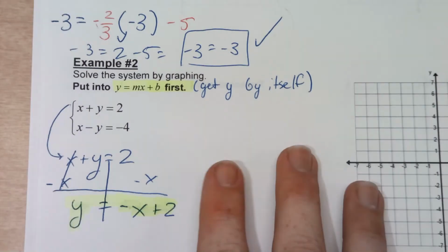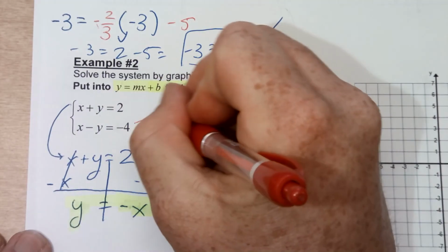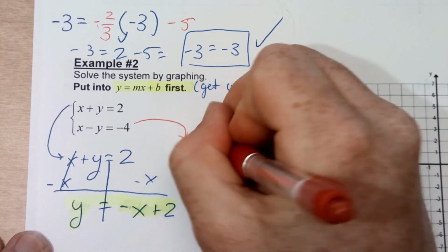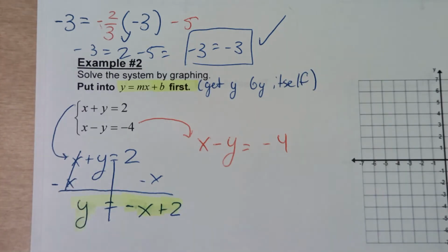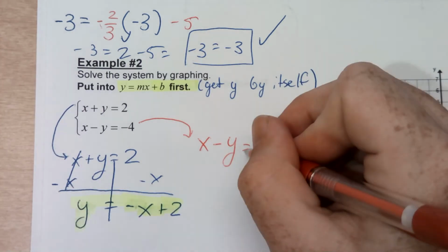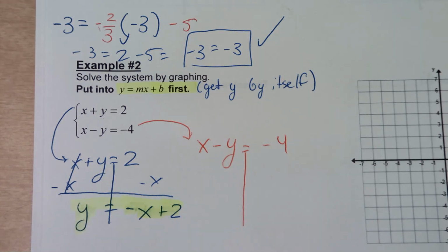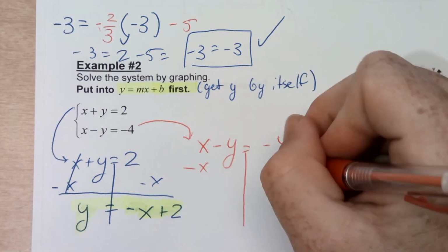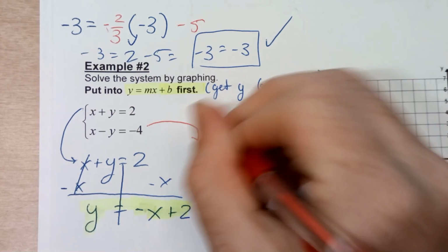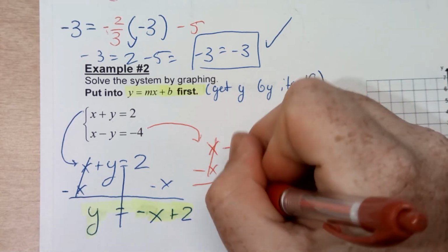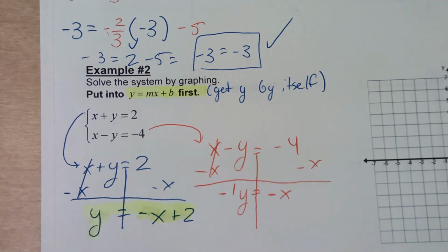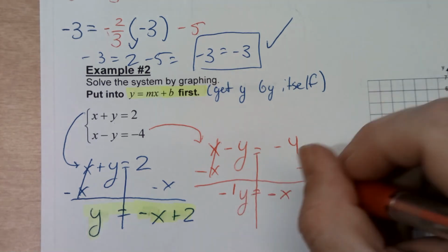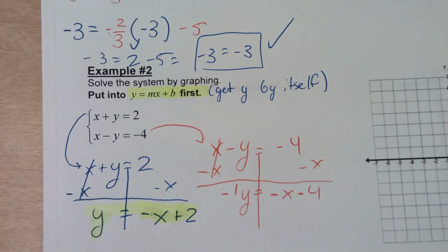Now let's figure out the second equation we'll be working with. We're going to rewrite it over here: x minus y equals negative 4. I draw my line straight down. Again, I'm going to subtract my 1x, so I subtract x and subtract x. I'm left with negative 1y equals negative x because I subtracted it, and then we have minus 4. I'm not done yet because there's still a negative 1 out front multiplying my y.